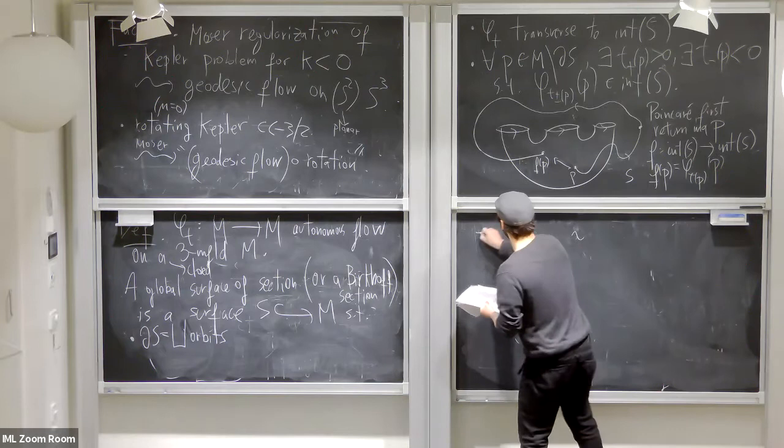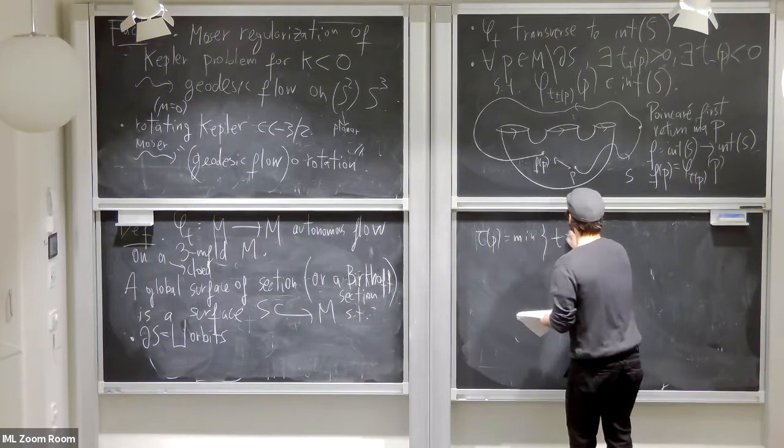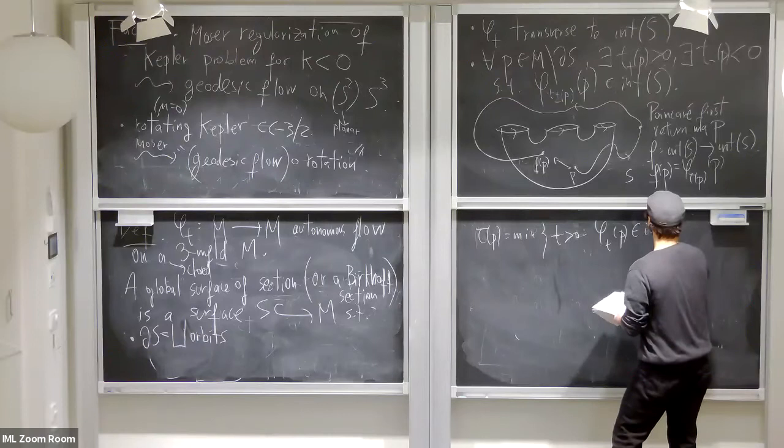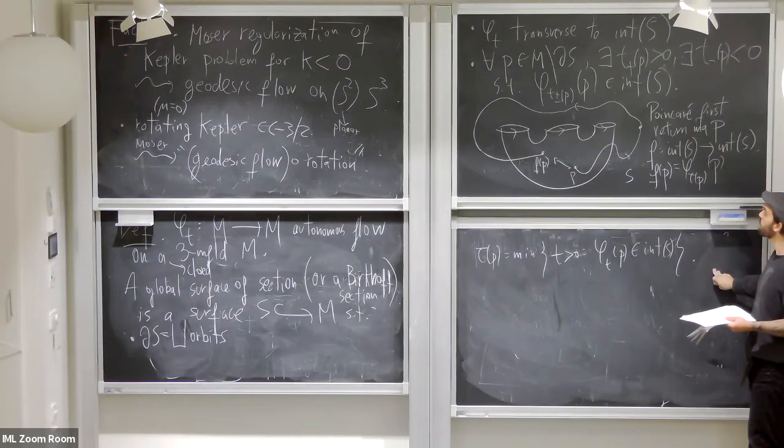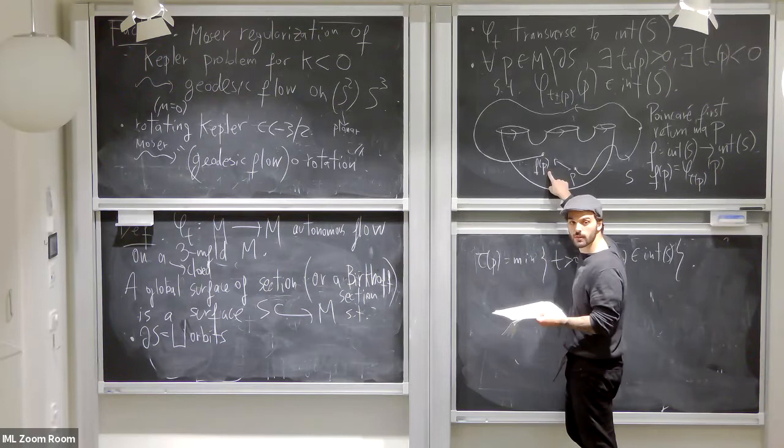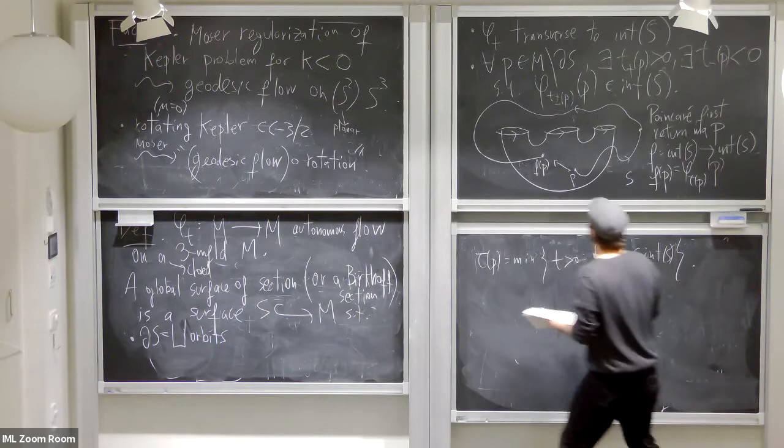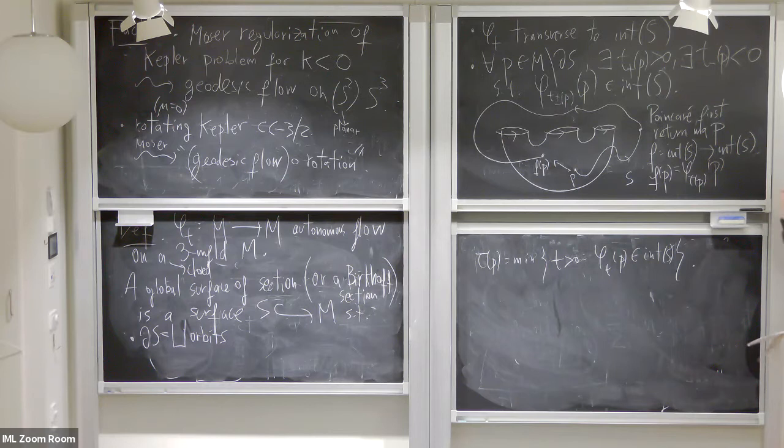Here, tau of p is the minimum t such that phi t of p lies in the interior of S. So just take a point, flow it, see where you first hit the interior of the surface, that's your map. Okay. And so what's the point of this? If you have a dynamical system on a three manifold, so this is a continuous dynamics, and you're also lucky to have a global surface of section, what you've done is you've reduced the continuous dynamical system to a discrete dynamical system of the diffeomorphism given by the return map.